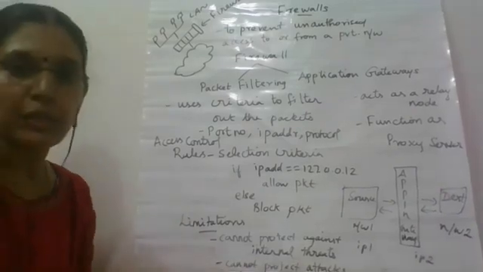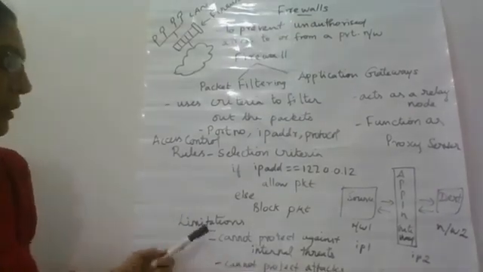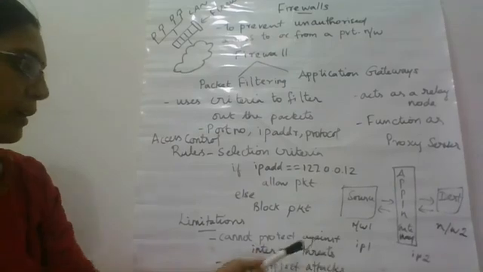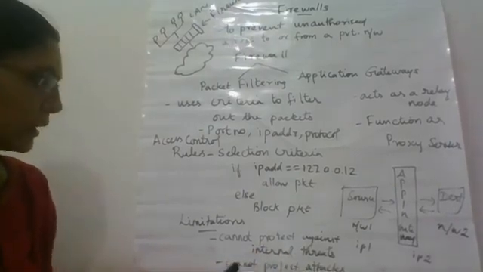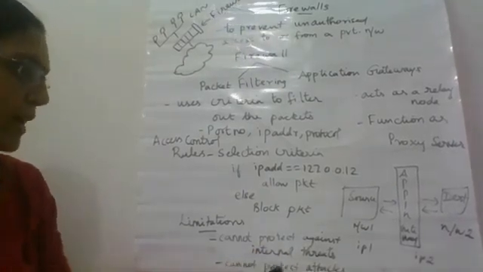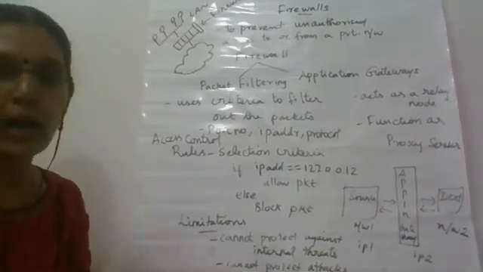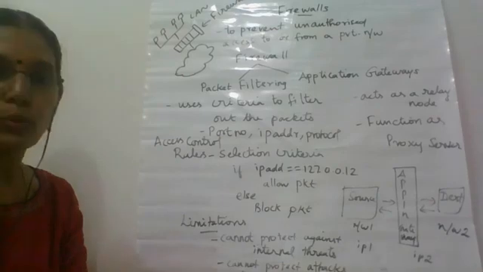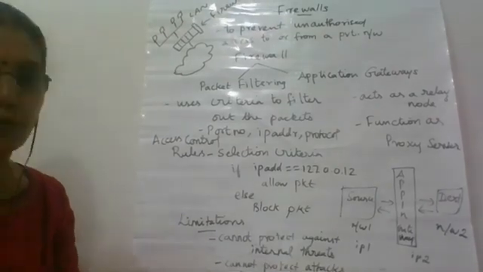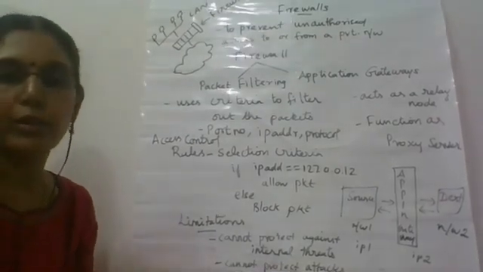There are some limitations. That is, the firewall cannot protect against internal threats. It cannot protect against attacks which bypass the firewall. Also, it can be fooled by IP spoofing. To protect from this, we use an intrusion detection system.